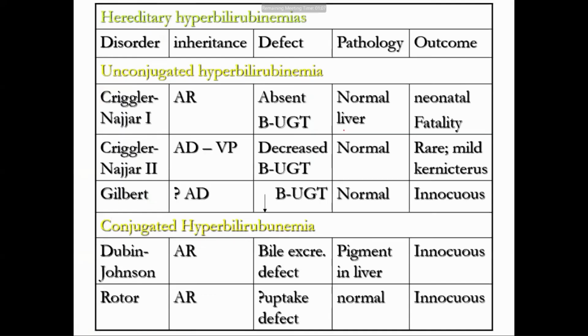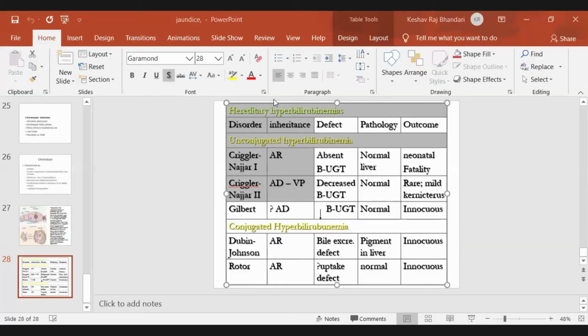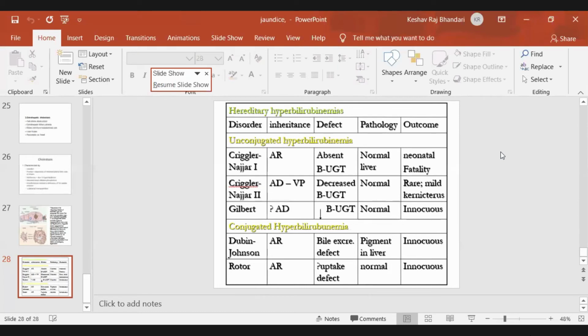Now, I told you about hereditary hyperbilirubinemia: Dubin-Johnson syndrome, Rotor syndrome, Crigler-Najjar syndrome, Gilbert syndrome. They lead to intrahepatic obstruction or prevent conjugation. Now, I was talking about hereditary hyperbilirubinemia, which is caused by familial or hereditary causes. The unconjugated hyperbilirubinemias are Crigler-Najjar 1 and Crigler-Najjar 2, and then the third one is Gilbert.